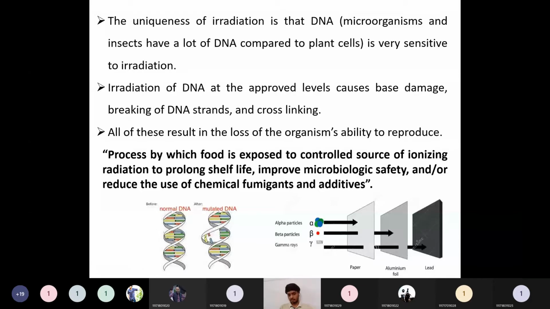Food irradiation is nothing but a process by which food is exposed to a controlled source of ionizing radiation to prolong shelf life. So shelf life is important. Then also to improve microbiological safety. Microbiological safety means that when we are consuming microorganisms via our food, we are inviting disease inside us. So in order to lower the chances of disease, microbiological safety is also important. That will be provided by food irradiation, and it can also reduce the use of chemical fumigants and additives.